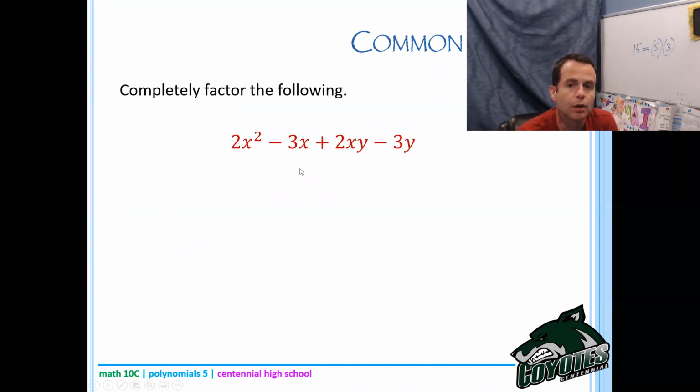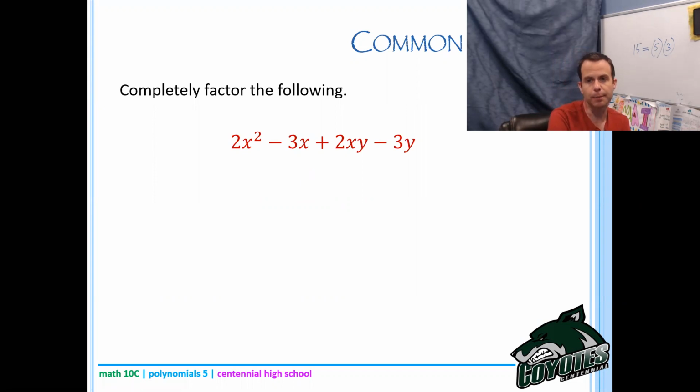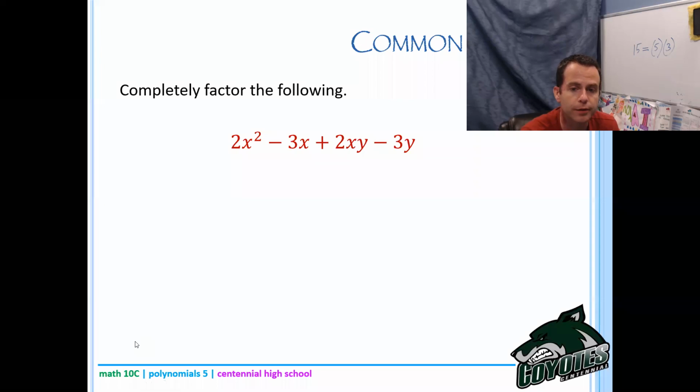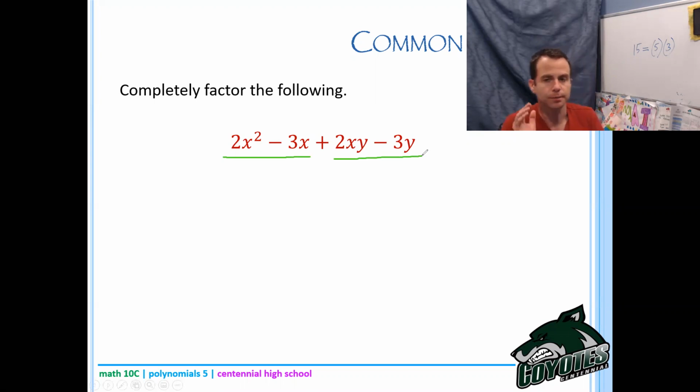So first question, 2x squared minus 3x plus 2xy minus 3y. I don't have a greatest common factor, but I do have 4 terms. As soon as I see that I have 4 terms, there's this concept that I want to try where I just look at the front 2 and I just look at the back 2. Okay, so if I just looked at the front 2, I'm looking at 2x squared minus 3x. Is there something that I can take out of there? And the answer is yes, there is. I could take out an x. One x is common to both of those.